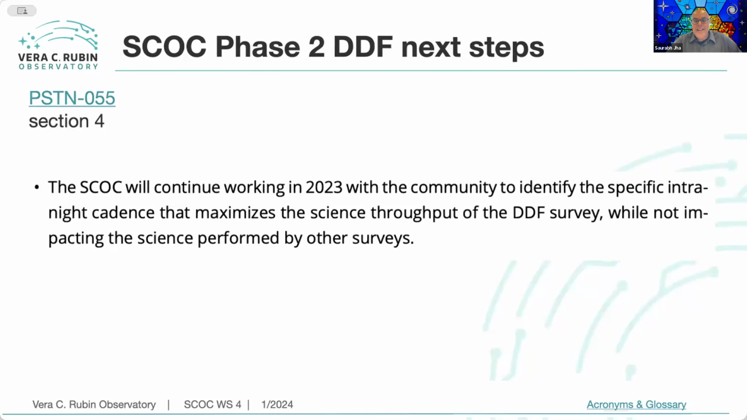Okay, we're a little late for that, but with the community to identify intra-night cadence that maximizes the science throughput of the DDF survey. So basically, within the outlines of what was set before, in terms of here are the fields, Cosmos should be observed in the first 3 years to 10-year depth. The other ones should be observed relatively uniformly. Within that sort of cadence outline, what are the recommendations we can make about how the DDFs should be observed?